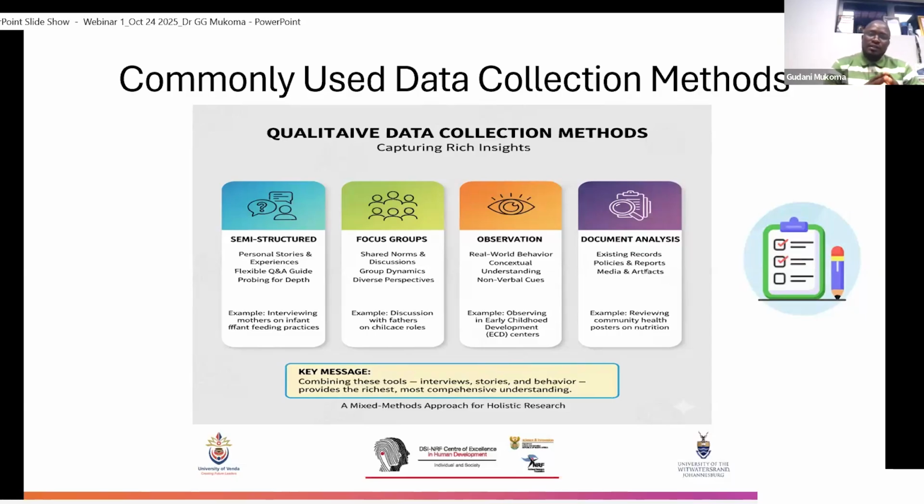And then the next data collection method is focus group discussions. Like the name says, this will involve about 6 to 12 participants who share the same norms. They have similar characteristics. It could be young women or young men of the same age, living in the same area, who are experiencing the same events or issues. And this is where you are able to capture collective views and social dynamics, as well as diverse aspects on a specific topic.